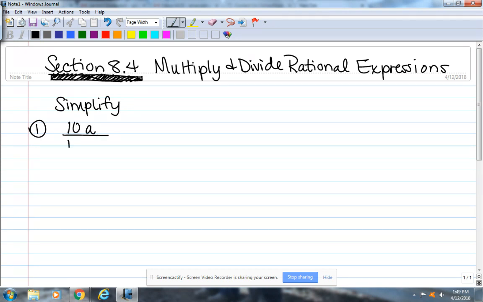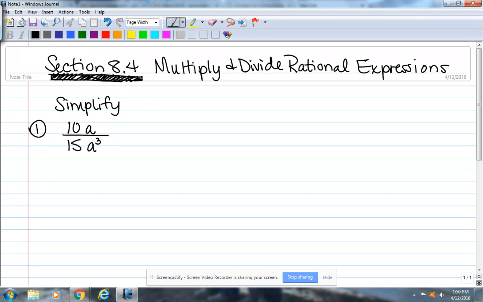10a over 15a to the third. We're starting really simple. So we got a number and a variable. For your numbers, when you're simplifying a rational expression, you just simplify the fraction. So for the numbers, you just reduce the fraction.